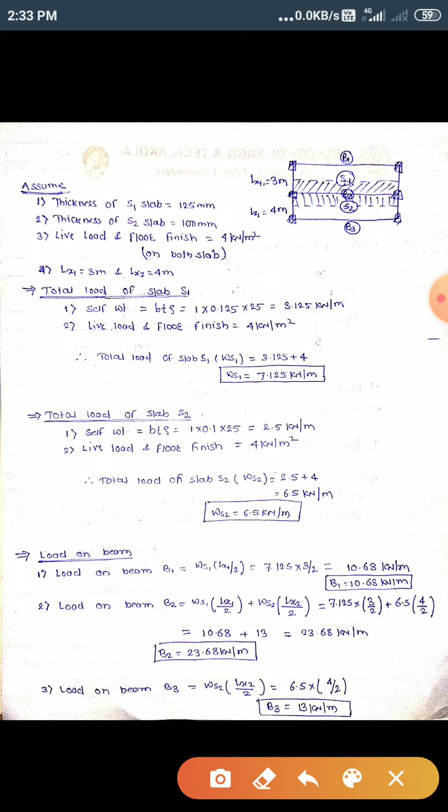Now also we have assumed the live load and floor finish is 4 kilonewton per meter square.